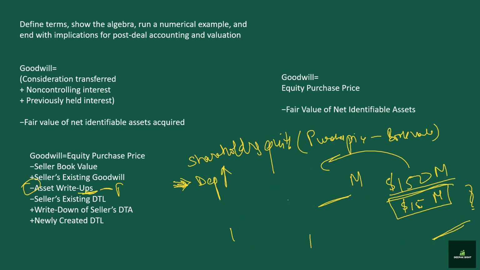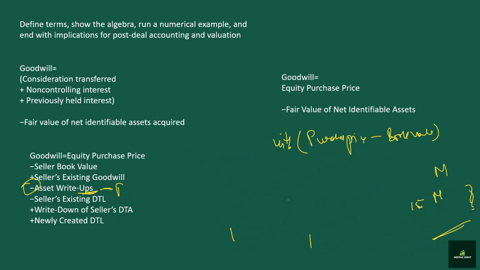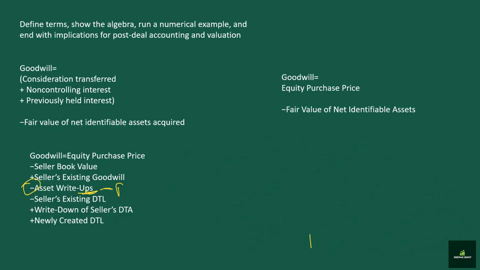I actually do have to remove everything. So I hope this makes sense. So we need to subtract this, and this is going to have a negative impact on the goodwill, because we actually have to pay this money to the government, so we will not include it in the goodwill. And after that, let's talk about the seller's existing deferred tax liabilities.